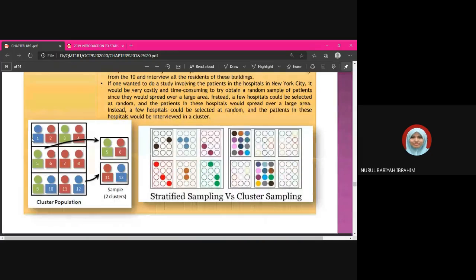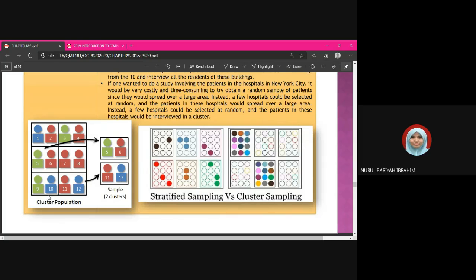Okay, ini illustrationnya. Contohnya kat sini, we have 6 clusters. Dalam cluster ni, heterogeneous, berbeza. Dalam cluster ni, berbeza. Okay, tapi between the clusters, homogeneous. Dia ada merah juga kat sini. Kat sini pun ada merah. Kat sini ada merah, kat sini ada biru, kat sini ada biru, kat sini hijau, kat sini hijau, kat sini hijau. Okay, so within the cluster is heterogeneous, between the clusters is homogeneous.